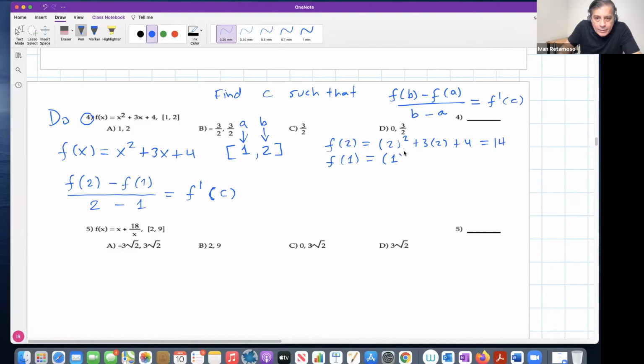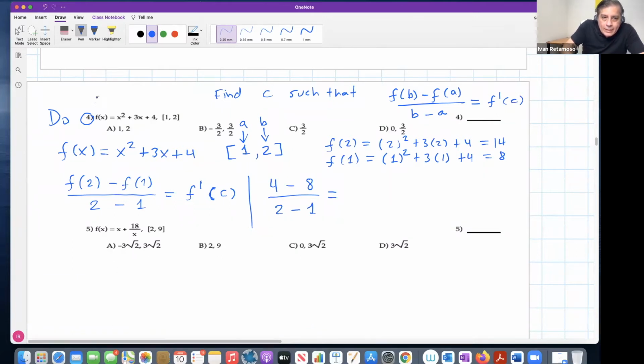So f of 1 is going to be 1 squared plus 3 times 1 plus 4. 1 squared is 1. 3 times 1, 3. 1 plus 3, 4. 4 plus 4, 8, right? Great. Now we are supposed to substitute that there. So it's going to be 14 minus f evaluated at 1, 8, over 2 minus 1, equal to the derivative evaluated at C.